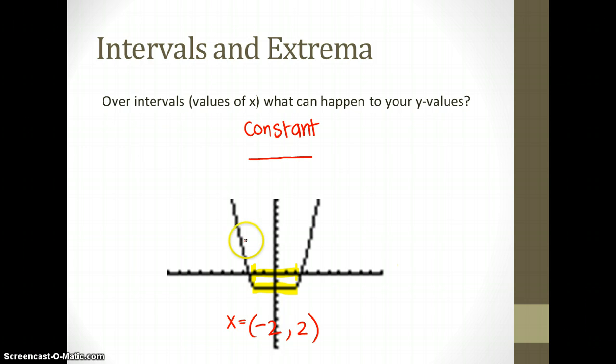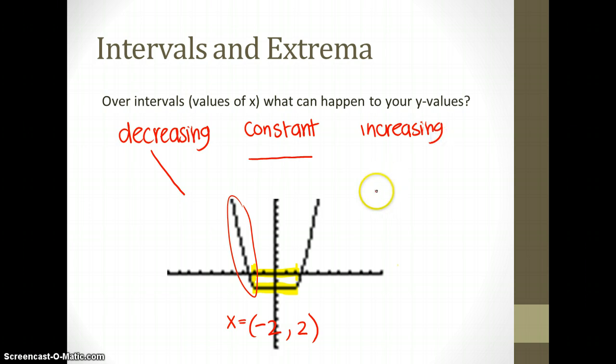What else could happen? Well, if you look on the left side of the graph over that interval, the values of y are going down, so that's decreasing, which means going down. Just like you read a book, going left to right, that's how we read a graph. Decreasing, constant, or if you look on the right side, the other option is the graph could be increasing over a specific interval.